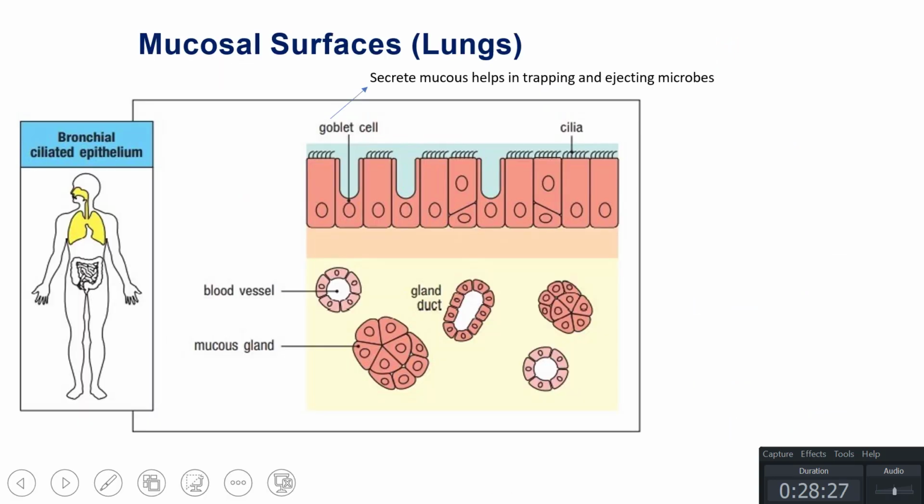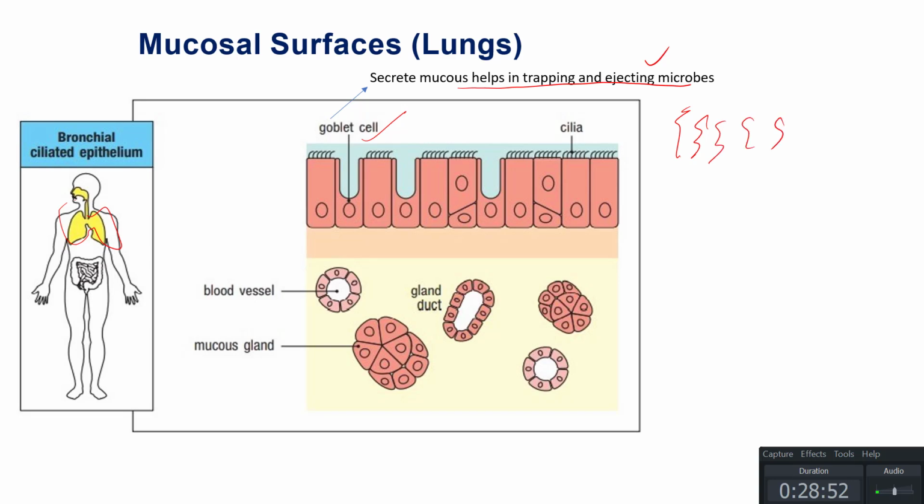Okay, so this is what we have talked about in terms of the bronchial ciliated epithelium, in the nose as well as the lungs we are talking about here. That has goblet cells which secrete mucus, which helps in trapping and ejecting the microbes from the body. Then the cilia will be there. The cilia, what is it, it is a hair-like structure. Whenever you put on the fan, the hair will go like this and like that, so it will be dancing.